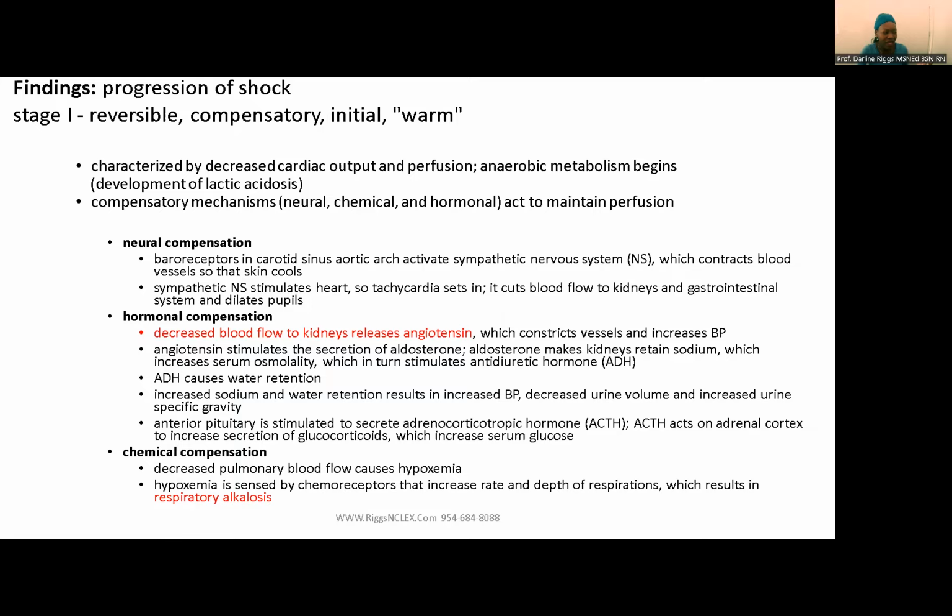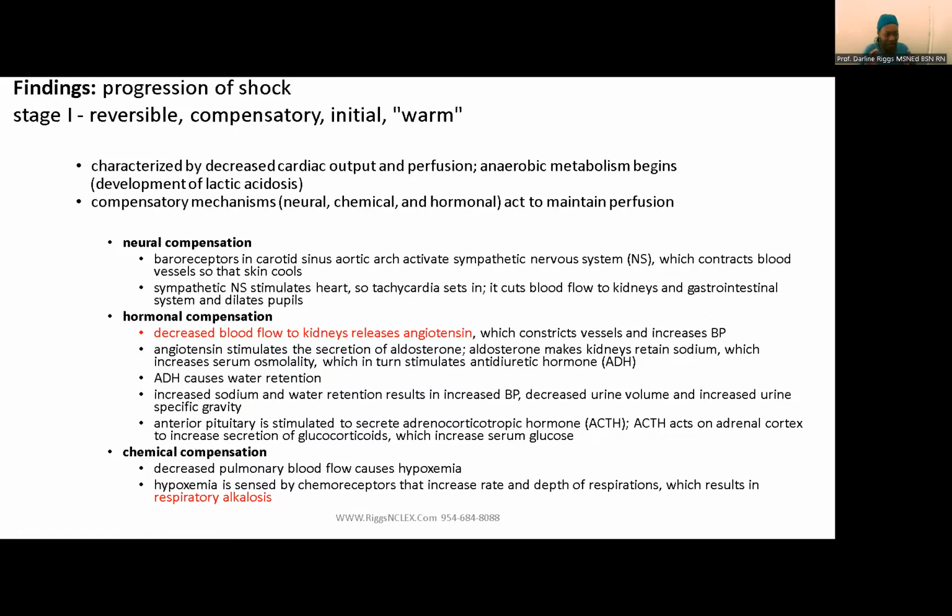Okay? So so far we saw neural, we saw hormonal, so now chemical. Chemically, there's going to be a decreased pulmonary blood flow causing hypoxemia. Not enough, so it's going to demand less, which is great. That hypoxemia is going to be sensed by the receptors. It senses there's not enough.